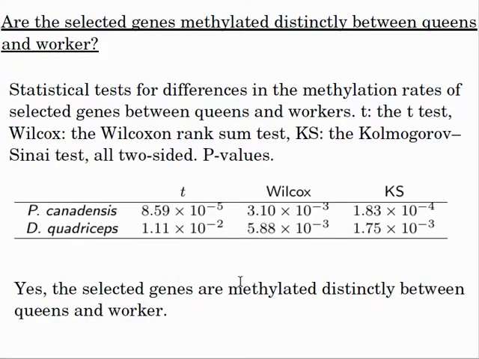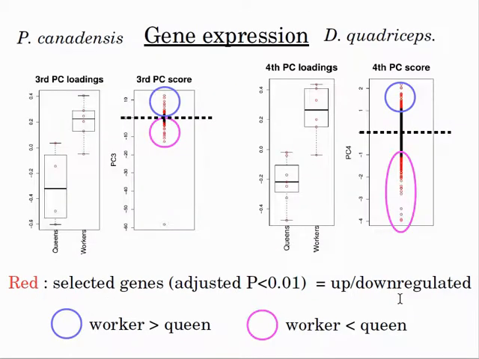So it is possible these genes are distinctly expressed between the queens and workers. And here, this is an example of tests. Using a t-test, Wilcoxon test and Kolmogorov-Smirnov test, we can find that for most of the cases for bees and ants, these genes are distinct between workers and queens. So we can successfully identify genes whose methylation is distinct between queens and workers.